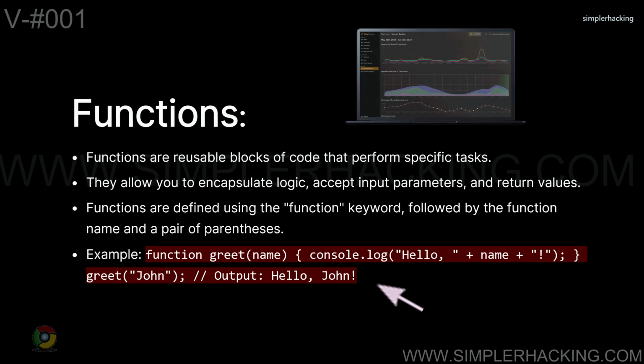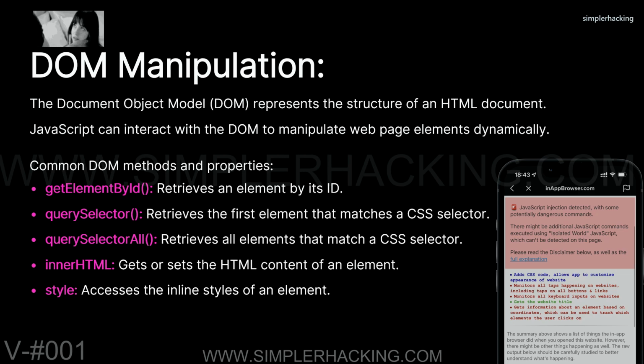Then we have DOM manipulation. The document object model, or DOM, represents the structure of an HTML document. And not to get confused with BDSM, it serves as the interface through which JavaScript can dynamically interact with and manipulate web page elements. In the context of phishing attacks, and particularly phishlet development, understanding how to manipulate the DOM is crucial for altering the content and behavior of a proxied website to suit the phishing scenario.